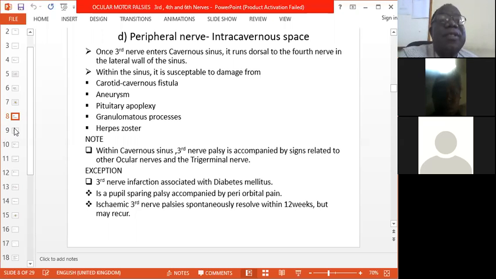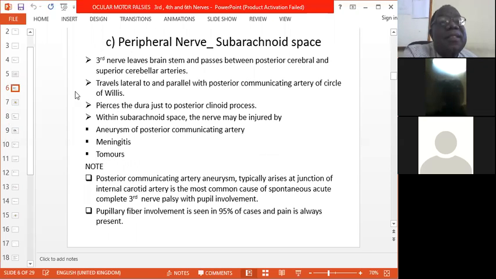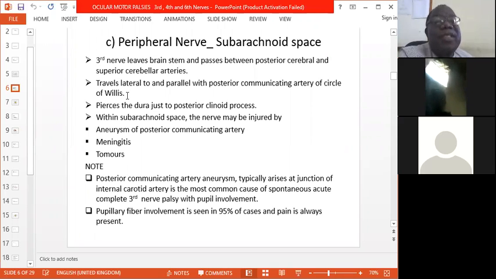These are the causes, peripheral causes. Within the third nerve palsy is accompanied with... where is this? Another slide. It's that one where it says the third nerve leaves the brainstem, passes between the posterior cerebral and the superior cerebellar blood vessels, and travels lateral and parallel with the posterior communicating artery of the circle of Willis. As it does that, just posterior to the clinoid process, within the subarachnoid space, the nerve may be injured by that. That's a possible cause.